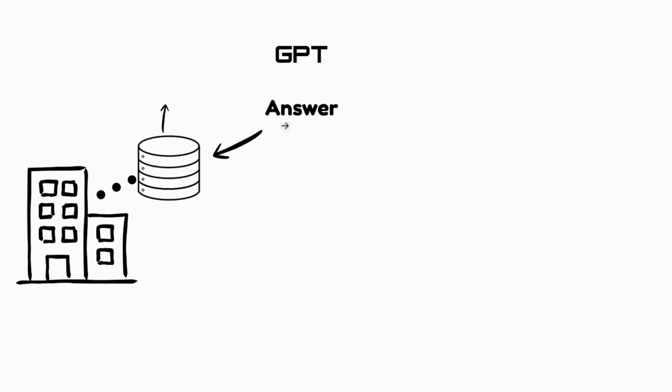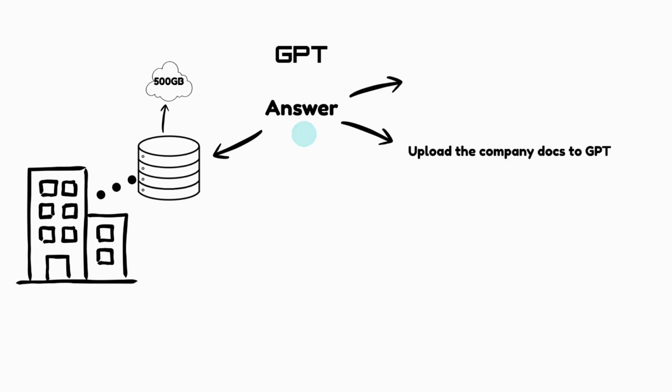This company database or company internal policies have documents which are very huge. It could be 500 GB or it could be more, in TBs as well. So you might have two options to use this data to get your answer. One is to get all those documents, all those PDFs, and upload those company docs to GPTs to get the answer. And second, the most appropriate way, is to use RAG.